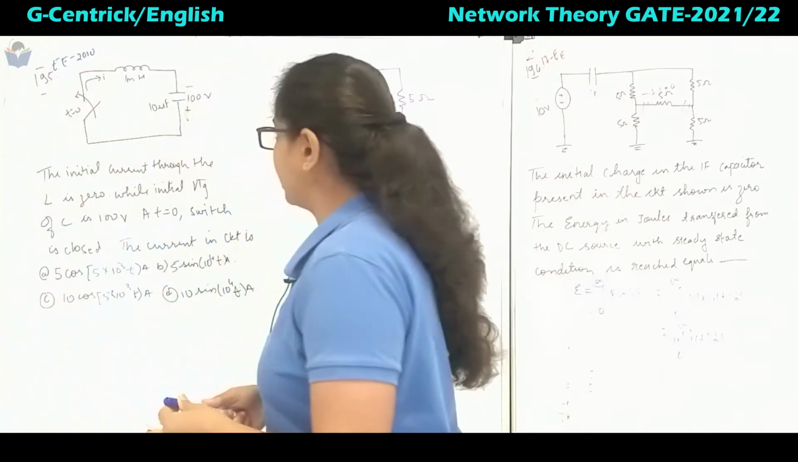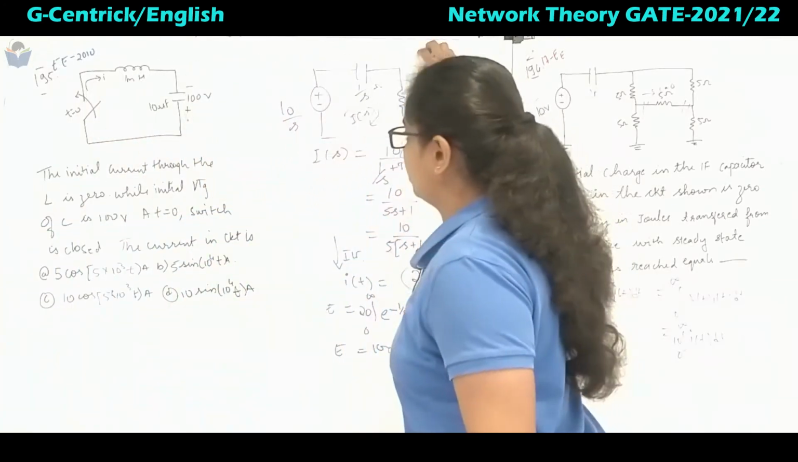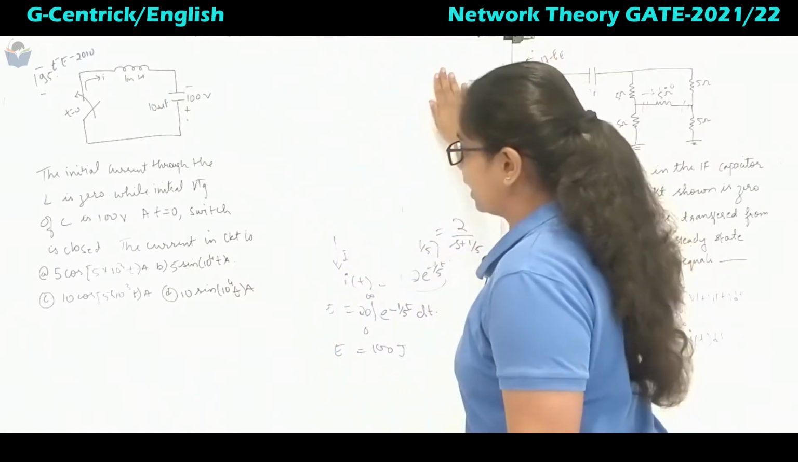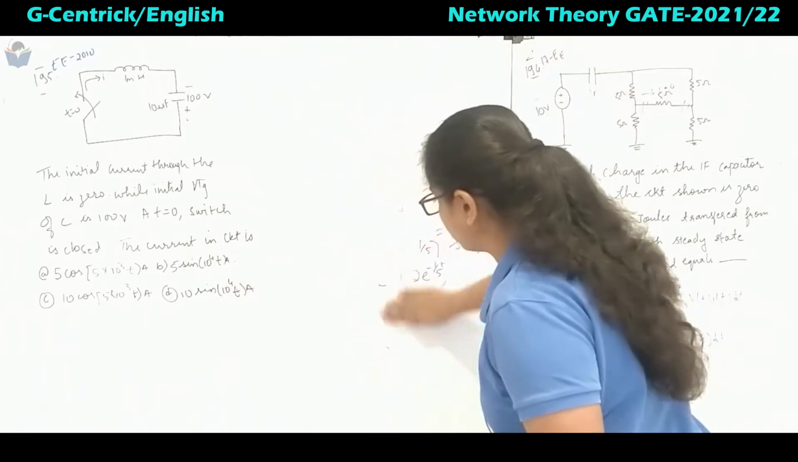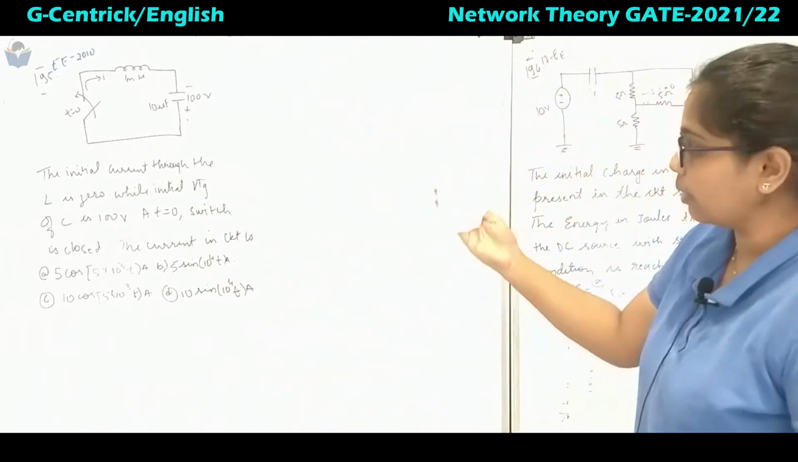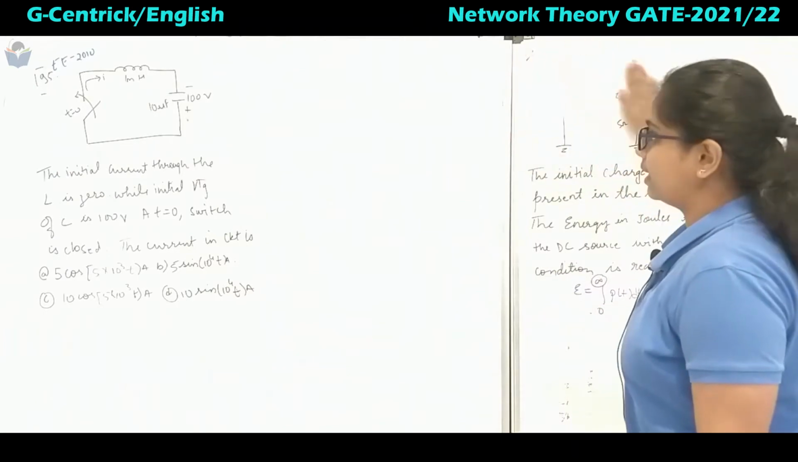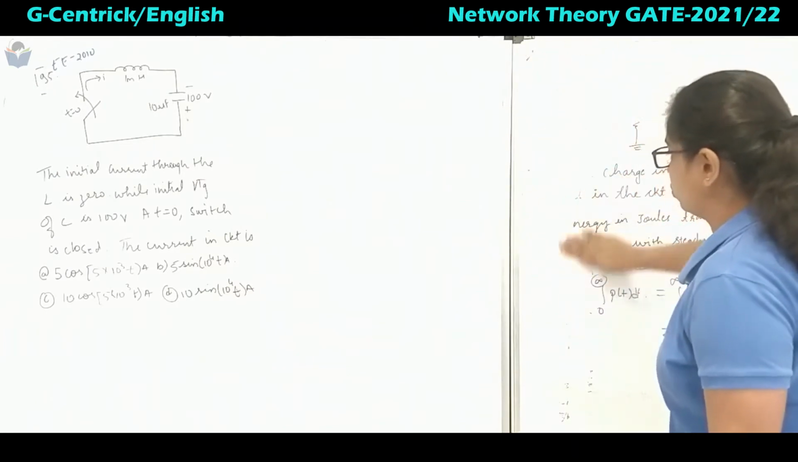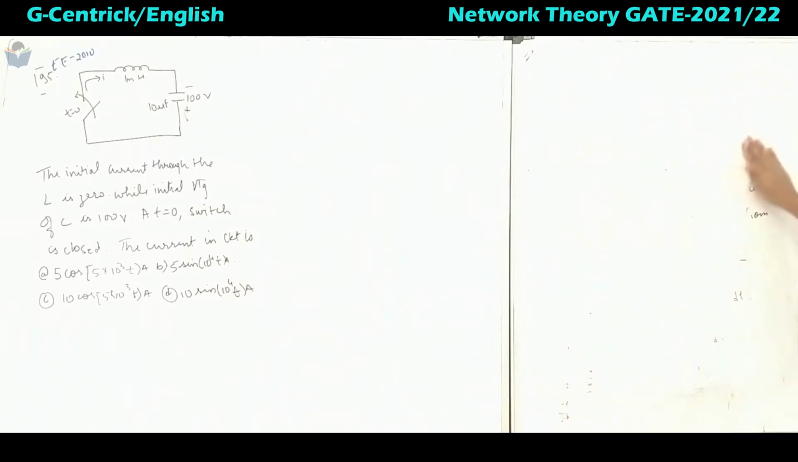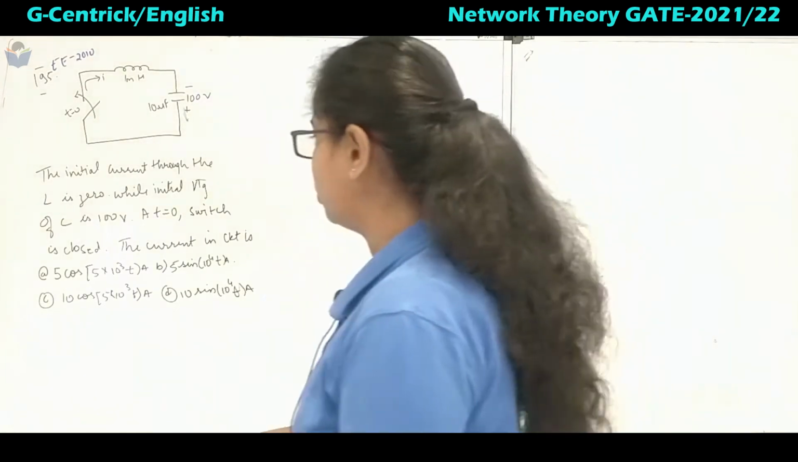This question says that the initial current through the L is 0. So the inductor is initially relaxed, but the voltage across the capacitor is given as 100 volts. So the capacitor is with the source and the inductor is without a source. We will go by step 1, step 2 and step 3. We will see how we can apply the Laplace transform for this one.